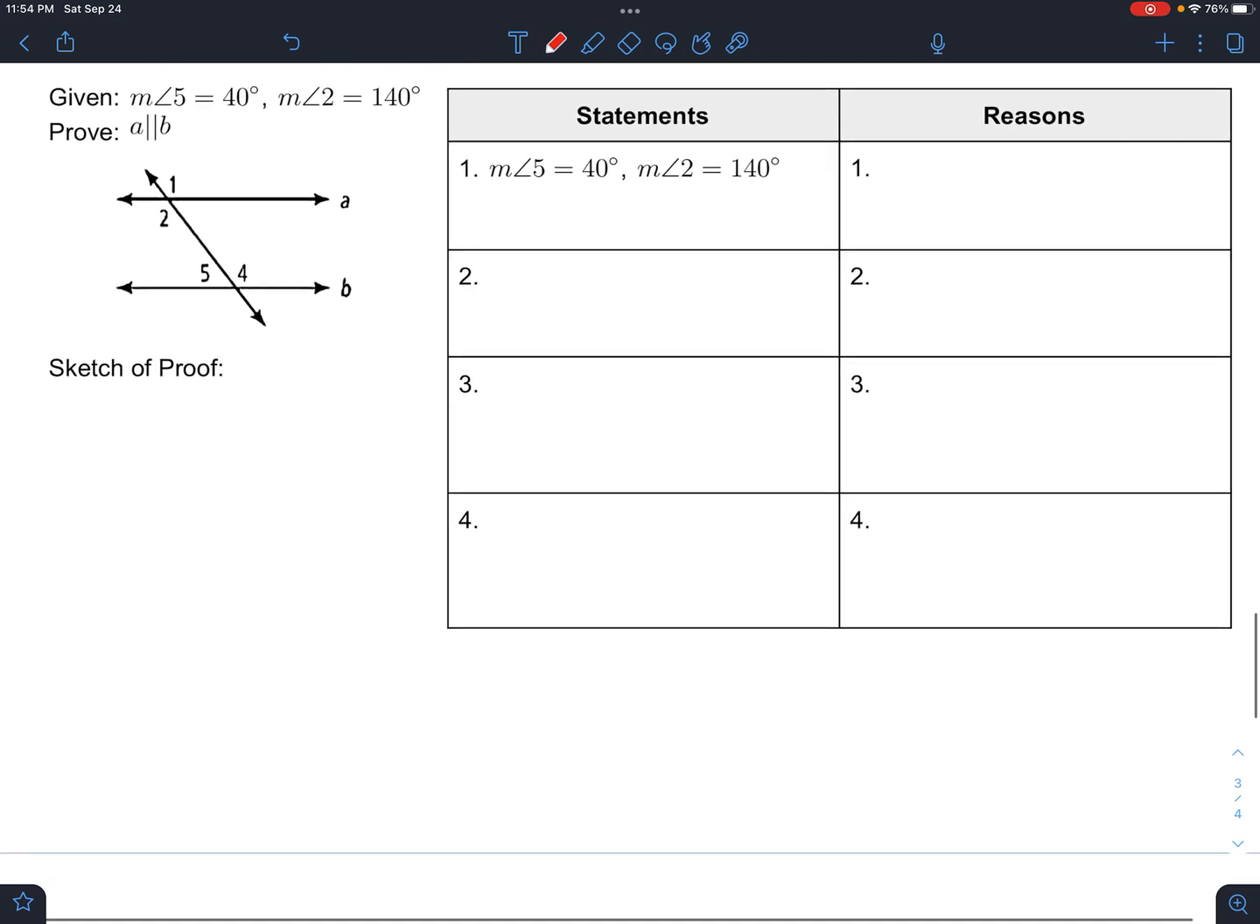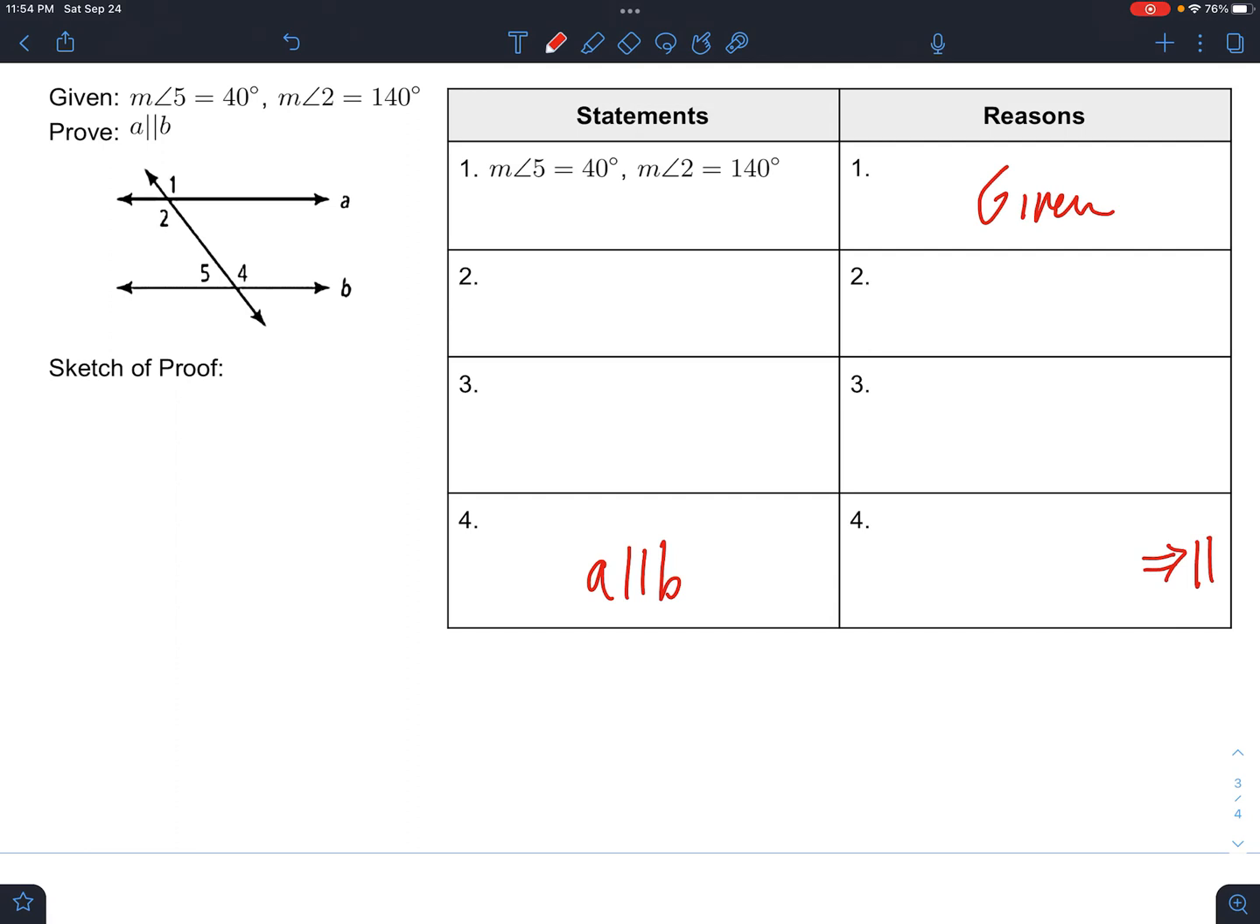Okay, a couple proofs and then we'll be done. So this is the given. The thing to prove is going to be that A is parallel to B. And that means something right away that you ought to write down. When you see this, you should be thinking it's going to be one of the ones that ends in that, or one of the ones that starts with the word converse. Okay, so we'll write both and you'll see it in just a second.